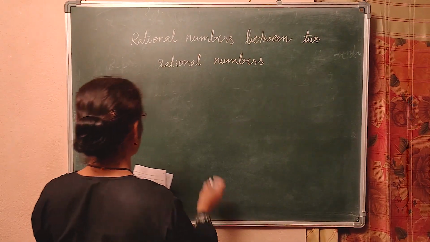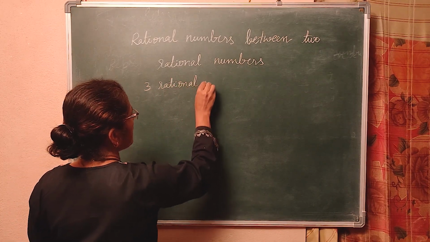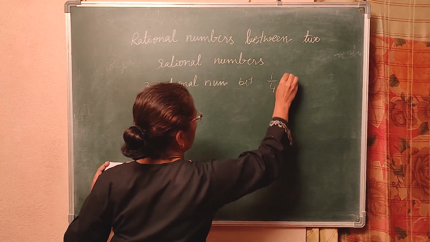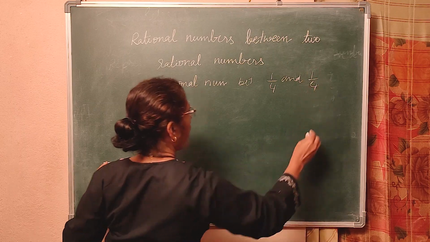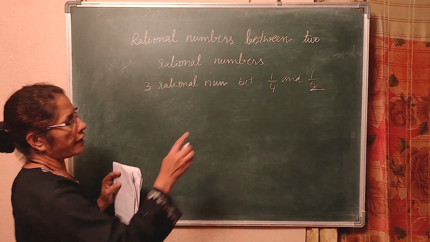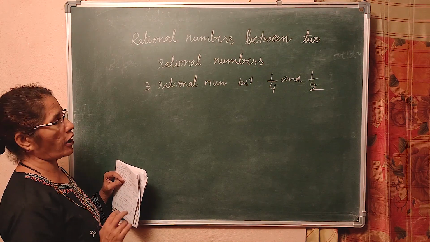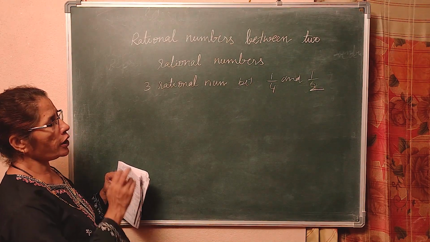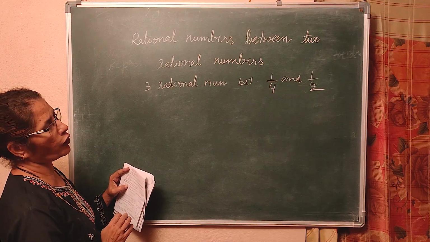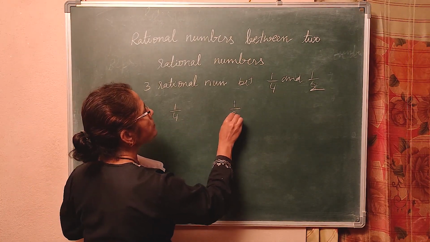Now my second question is, find three rational numbers between 1 by 4 and 1 by 2. Now, what is the problem? 1 by 4 and 1 by 2. Denominators are not same. First thing what you have to do is, either you have to make the denominator same, or you can use some other method. Find the three rational numbers between 1 by 4 and 1 by 2. You write down 1 by 4 and 1 by 2.